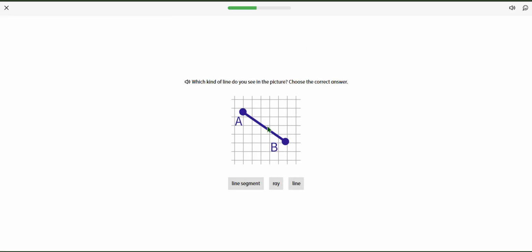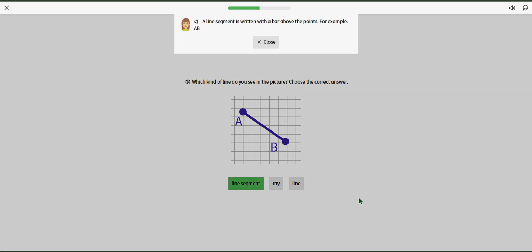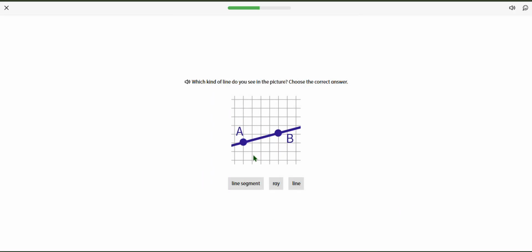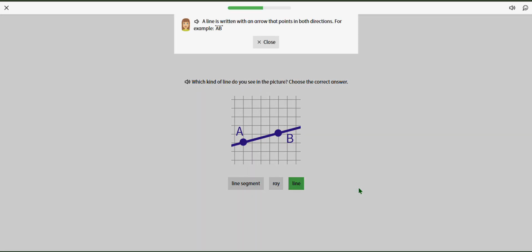One point and another, and only in the middle, so that is a line segment. A line segment is written with a bar above the points. For example, bar above AB. Continuing infinitely in one direction and continuing infinitely in the other direction is a line. A line is written with an arrow that points in both directions. For example, arrow above AB that points in both directions.